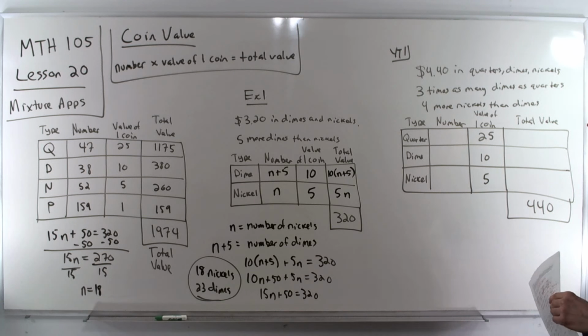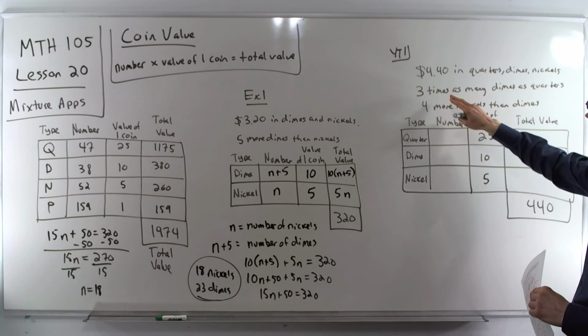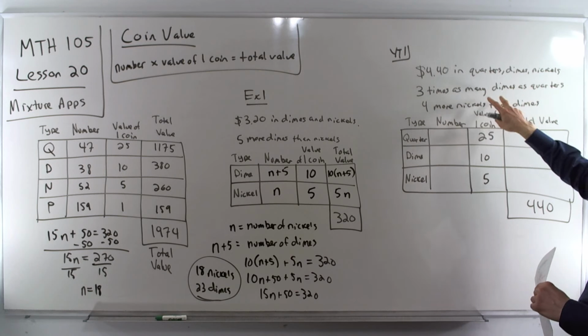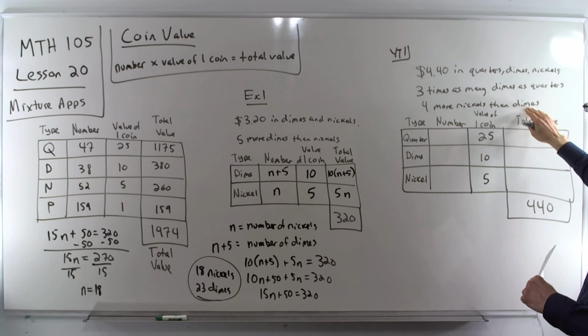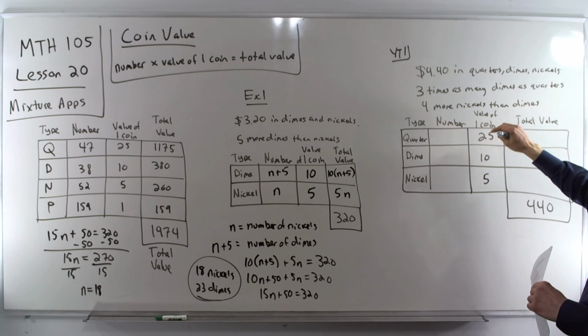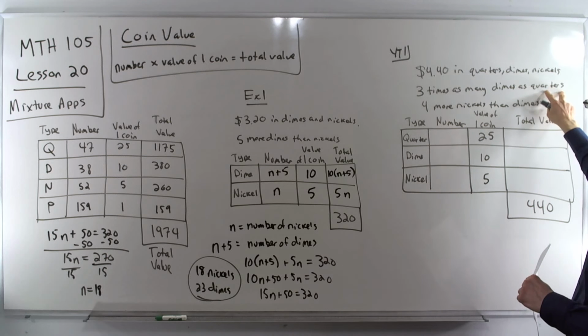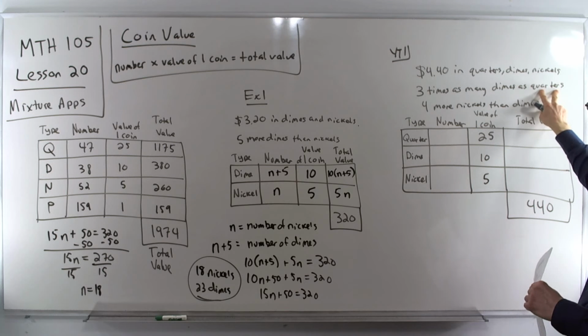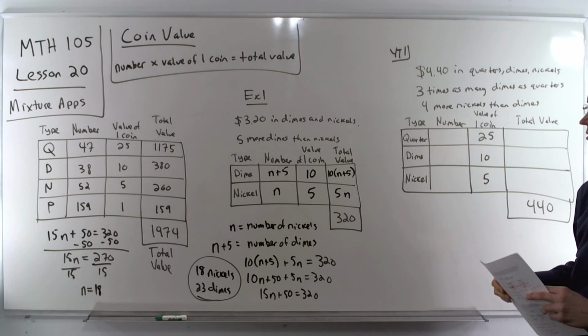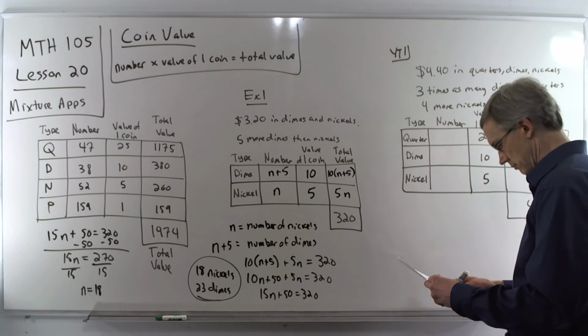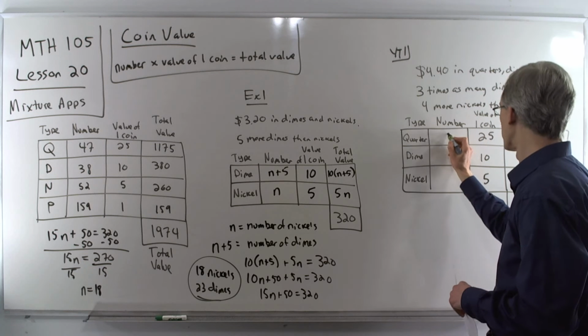So if you want a hint in how to set this up, you have to read this very carefully. We have 3 times as many dimes as quarters, so we're telling the number of dimes in terms of the number of quarters. And then nickels is given in terms of dimes. So we're going to express nickels in terms of dimes and dimes in terms of quarters. So we're going to have to start with quarters and create your variable as the number of quarters. So I'm just going to use Q for quarters.